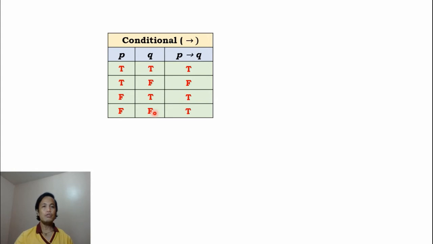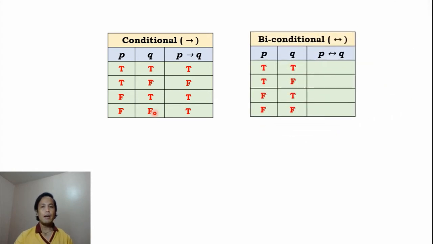Now, let's proceed to the truth table for a biconditional statement. We use this symbol, a double-headed arrow. That means P if and only if Q. So we still have two variables for different possibilities. For a biconditional statement, if both P and Q are true, our compound statement is true. But if either of P and Q is true, not both, meaning the compound statement is false.